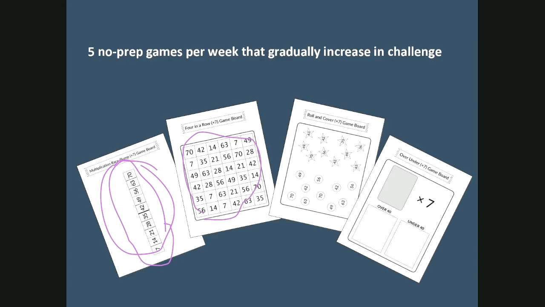There's a roll and cover game that focuses just on the 6 through 10s of every table. So for example, if you're doing the 6s, it'd be 6 times 6, 6 times 7, 6 times 8, 6 times 9, and 6 times 10, because those are often facts that need a little bit of extra work.